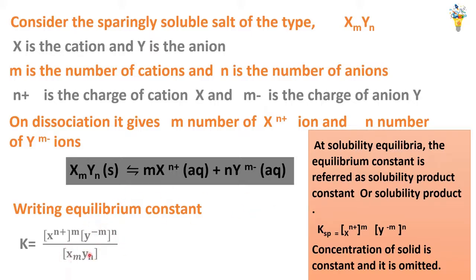Why is it called the solubility product? Because the constituent ions are in equilibrium with the undissociated salt. At solubility equilibrium, the equilibrium constant is referred to as the solubility product. So here K is said to be Ksp, equal to the concentration of X^n+ to the power m into the concentration of Y^m- to the power n. Here the XmYn concentration is omitted because the concentration of a constant solid is taken as 1, so it is omitted. So Ksp is equal to the product of the molar concentrations of the constituent ions.